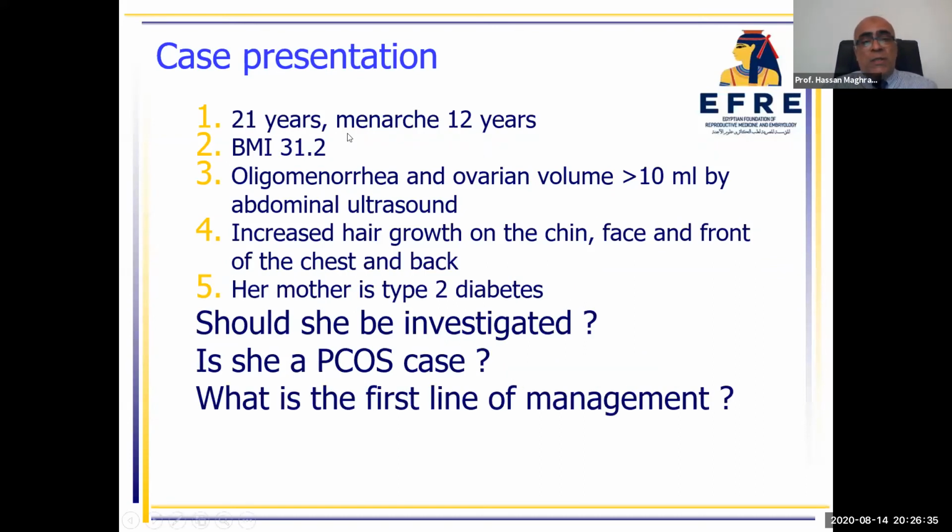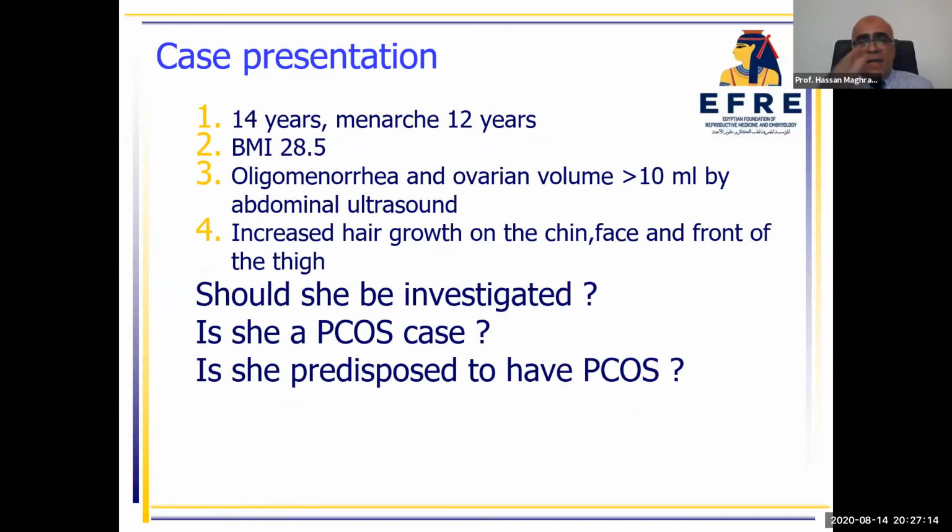The second case: 21 years, menarche at 12 years, BMI 31, oligomenorrheic, ovarian volume more than 10 because she's a virgin, increased hair growth. Her mother has type 2 diabetes. Should she be investigated? Is she a PCOS case? What is the first line of management? Menarche was at 12 years, and she's now 21, so this is more than 8 years after menarche. So we can now suspect or diagnose PCOS, and she should be investigated. The first line of management is lifestyle. The difference between this and the other case is that the other case came 2 years after menarche, which is not an adequate period to diagnose PCOS.